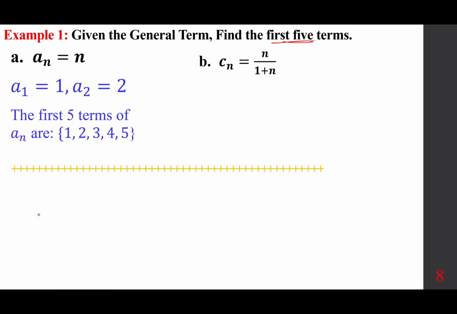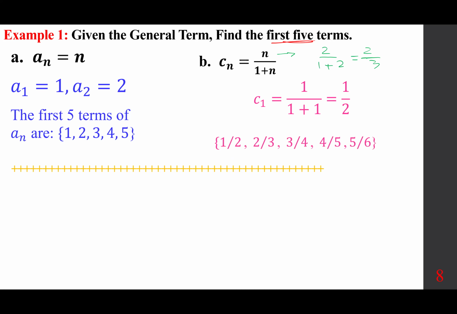Now, if n is 1, you get 1 over 1 plus 1, or 1/2. If I go with 2, then I have 2 over 2 plus 1, I get 2/3. If I put 3, I get 3 over 4. For 4, I get 4 over 5. And so those are the first 5 terms.